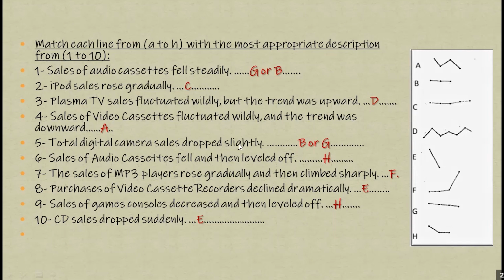Total digital camera sales dropped slightly. So that's B or G. I prefer B for this one because that's a very slight drop. So if you compare B with G, B is very slight, but G is more steady. Sales of audio cassettes fell and then leveled off. Here, as you can see in H, fell and then leveled off, stayed the same.